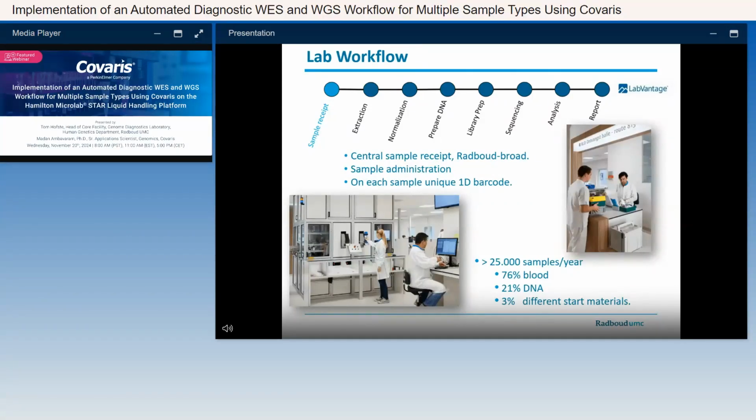The main workflow is DNA extraction out of blood, EDTA blood. Next to that, 21% of the samples we receive is DNA from different labs all over the world. And next to that, there are 3% different start materials. And that's a challenge, to get the same quality of DNA out of all these different materials or out of the DNAs that are sent in by other labs.